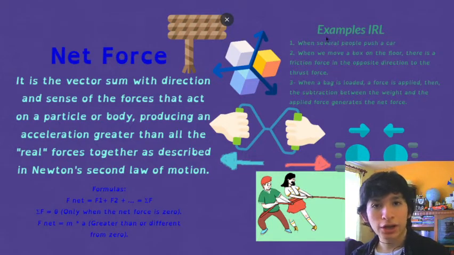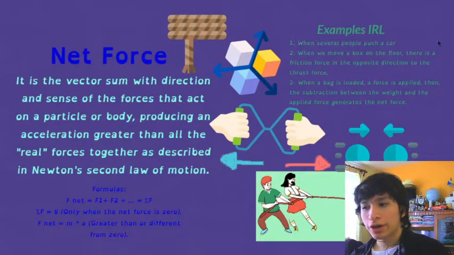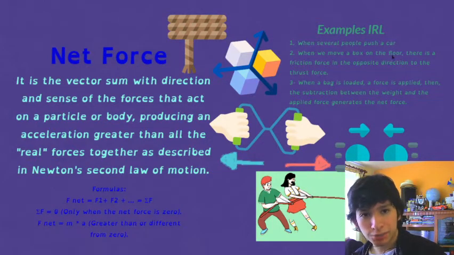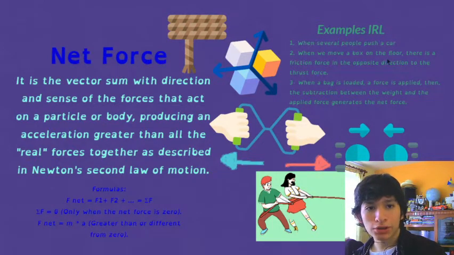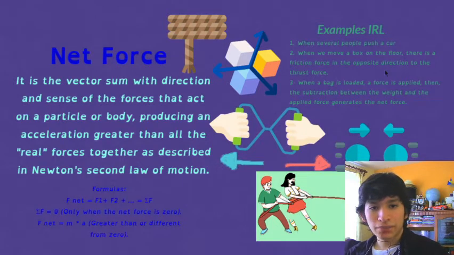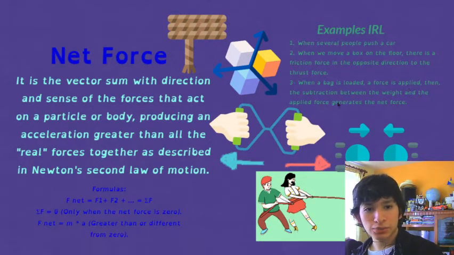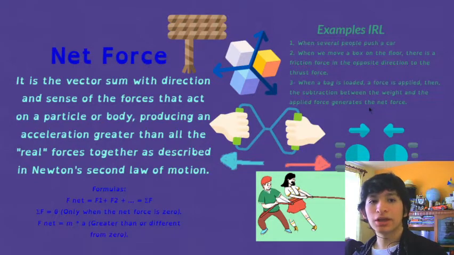Examples we can observe in real life is when several people push a car. The net force is the sum of each force applied by each person. When we move a box on the floor, there is a friction force in the opposite direction to the thrust force. On the third one, when a bag is loaded, a force is applied, then the subtraction between the weight and the applied force generates the net force.